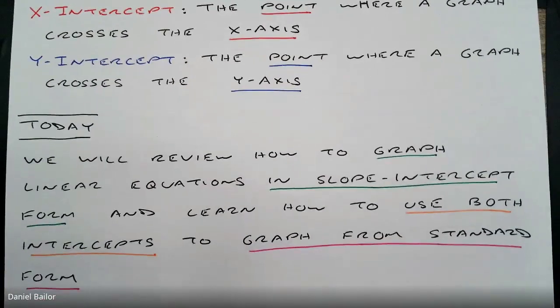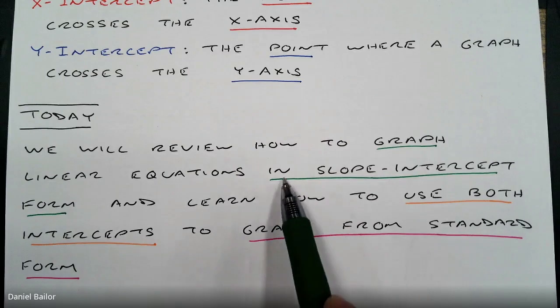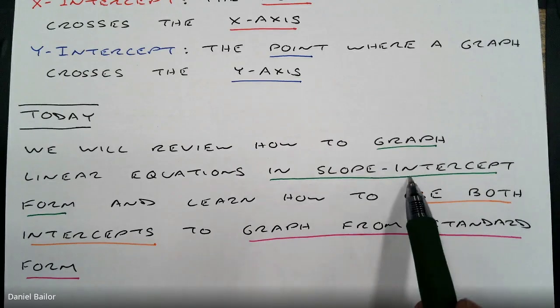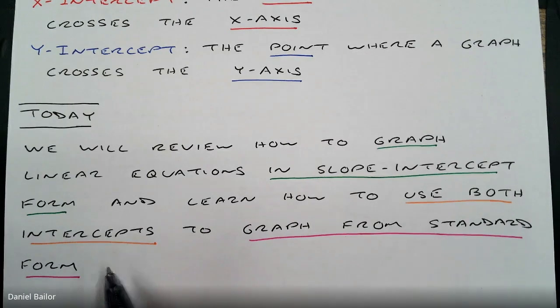Today, what we'll be doing is we'll review how to graph linear equations in slope-intercept form. So we're going to get a little bit more practice graphing in slope-intercept like you did in Lesson 18. But also today we're going to learn how to use both intercepts, x and y, to graph from standard form. Because we don't always get equations in slope-intercept form. Sometimes equations are written in standard form. So you need to know how to graph those also. So that's what we're doing today.